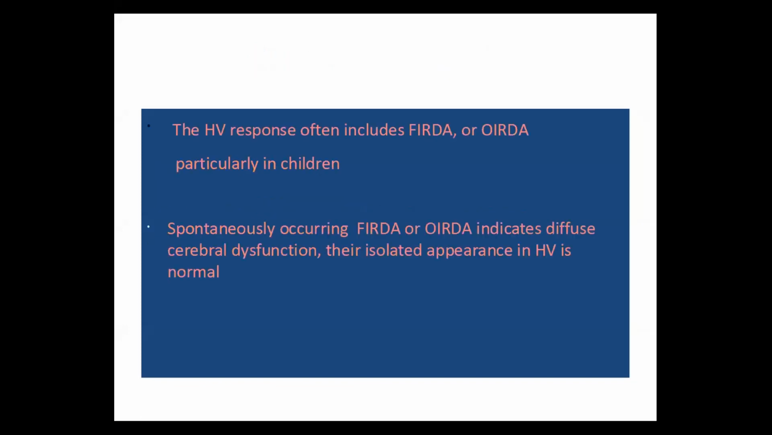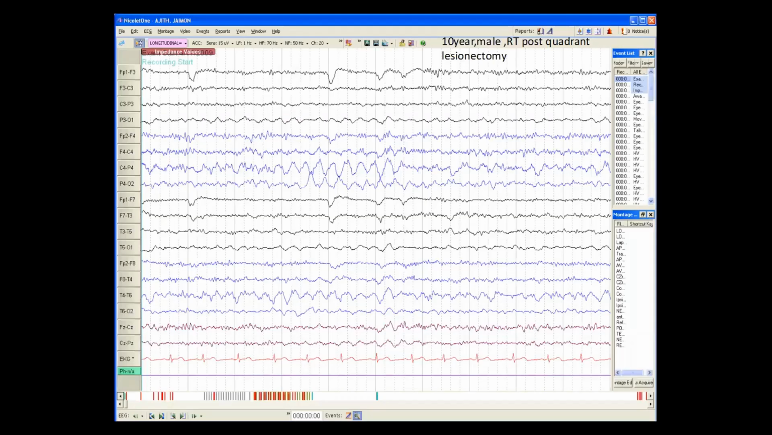The HV response can sometimes have what's called a FIRDA, the frontal intermittent rhythmic delta activity, or OIRDA, the occipital intermittent rhythmic delta activity, especially in children. If they are happening spontaneously without HV, or at a time when HV is not done, then it is indicative of an abnormality. But if they are present only during the HV, it is normal. So occurrence of a FIRDA or an OIRDA in HV is normal.